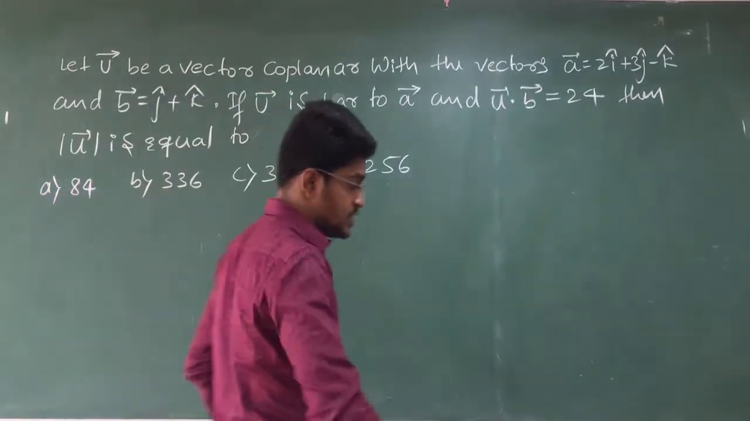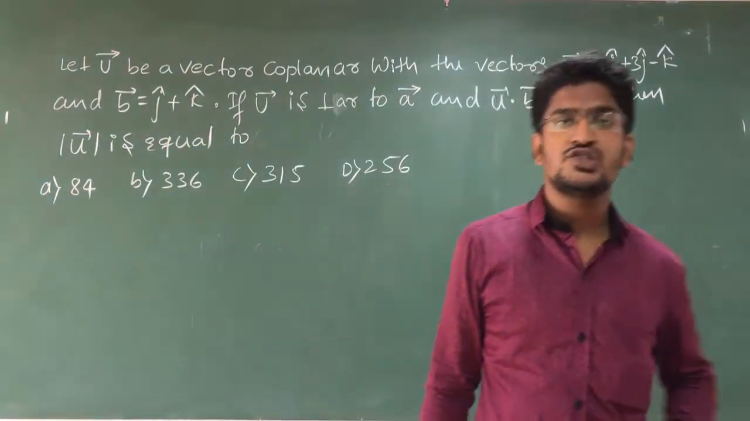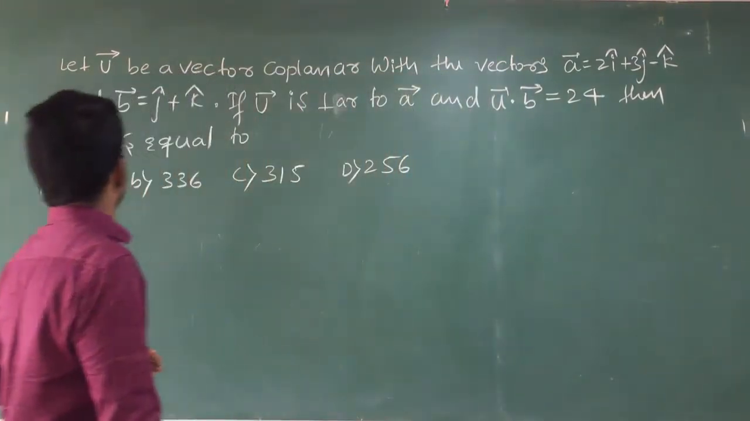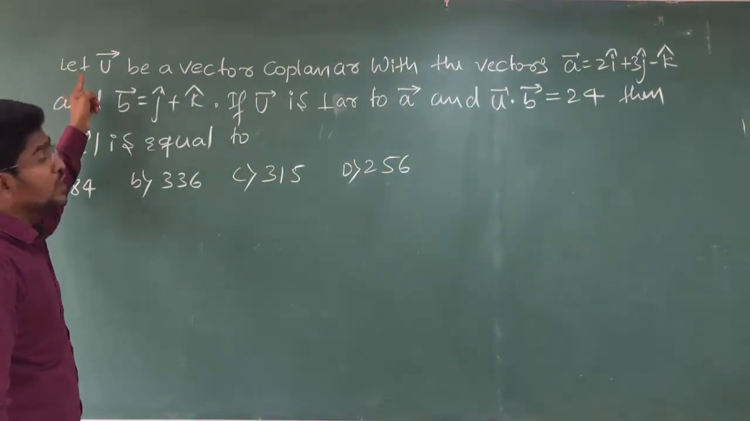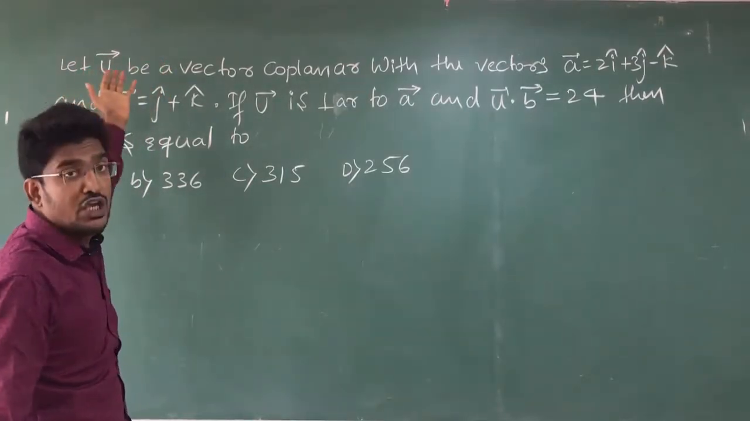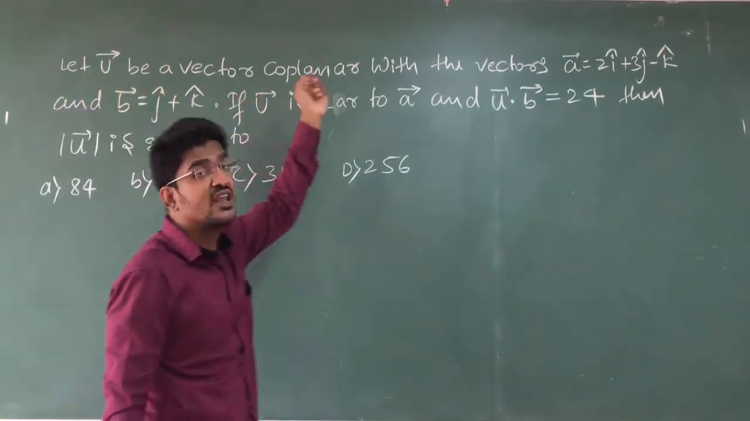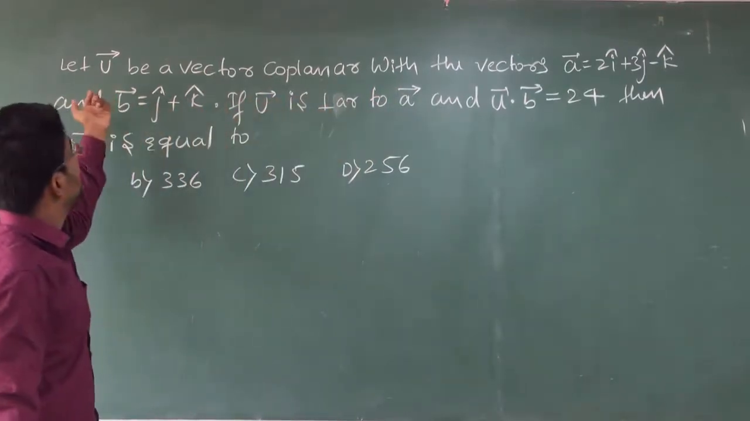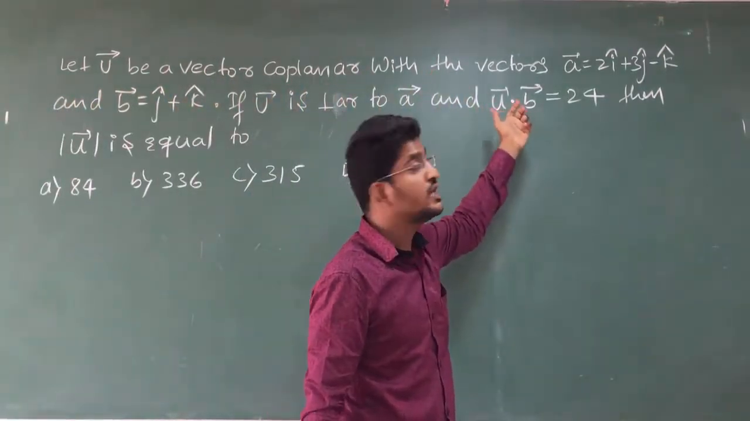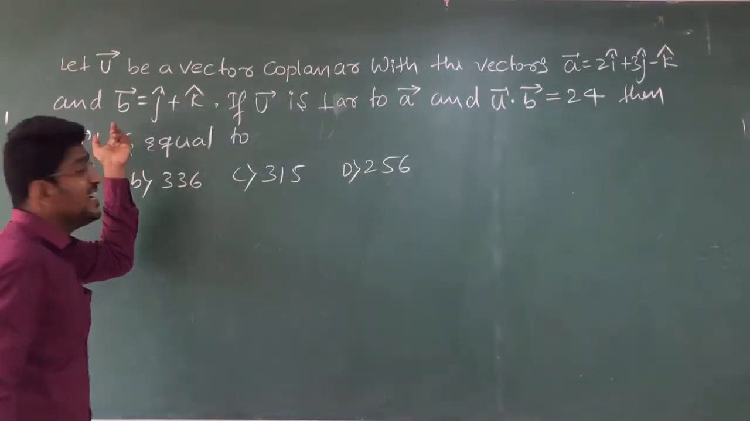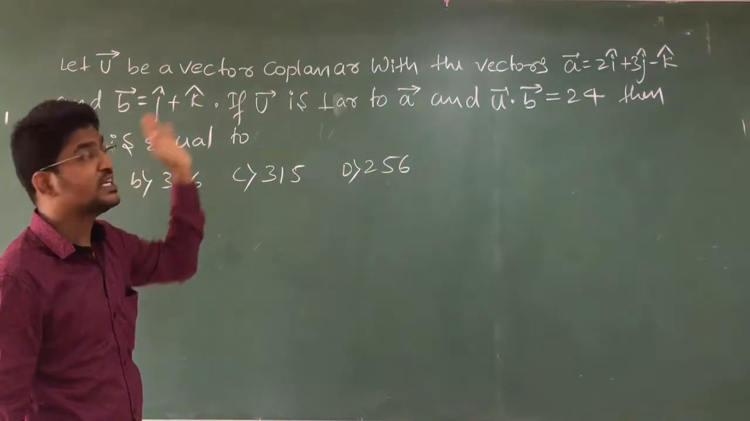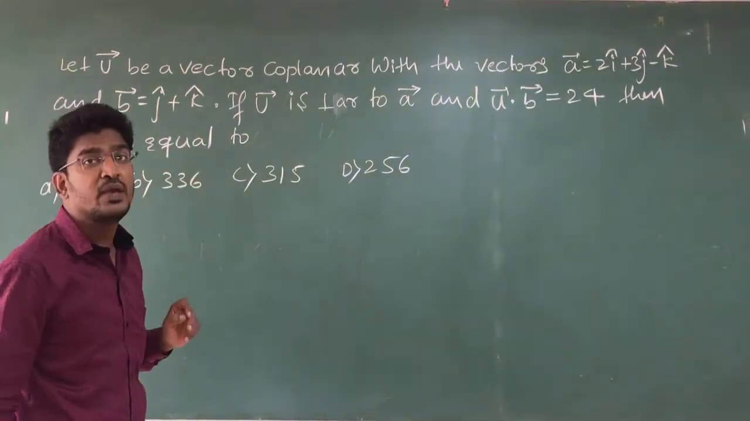Okay students. So now let us move to the next question, that is from your vectors. Clear? So here, let vector u be a vector coplanar with vectors A and B. That means vector u is coplanar with the other two vectors, that is vector A and vector B.